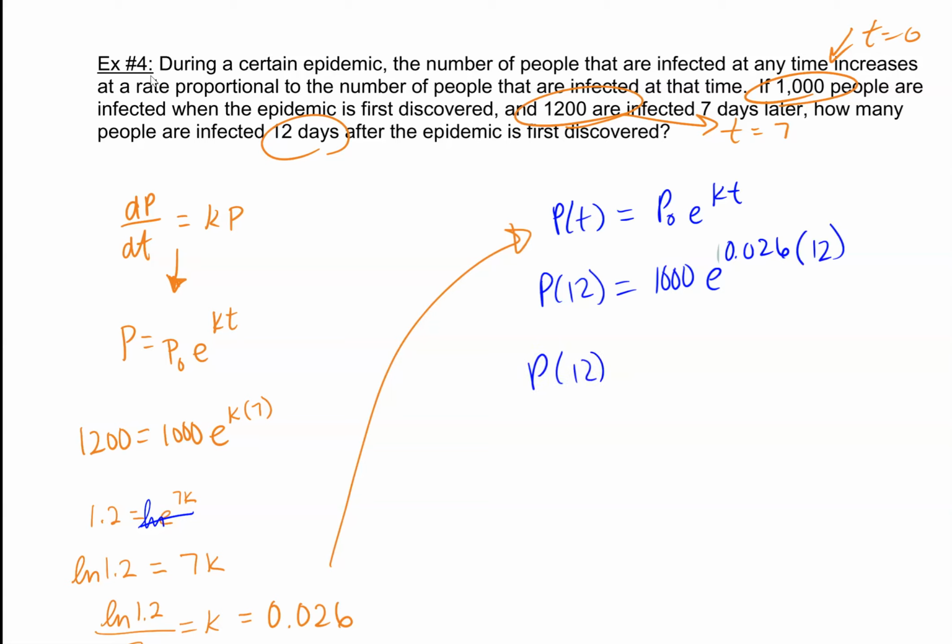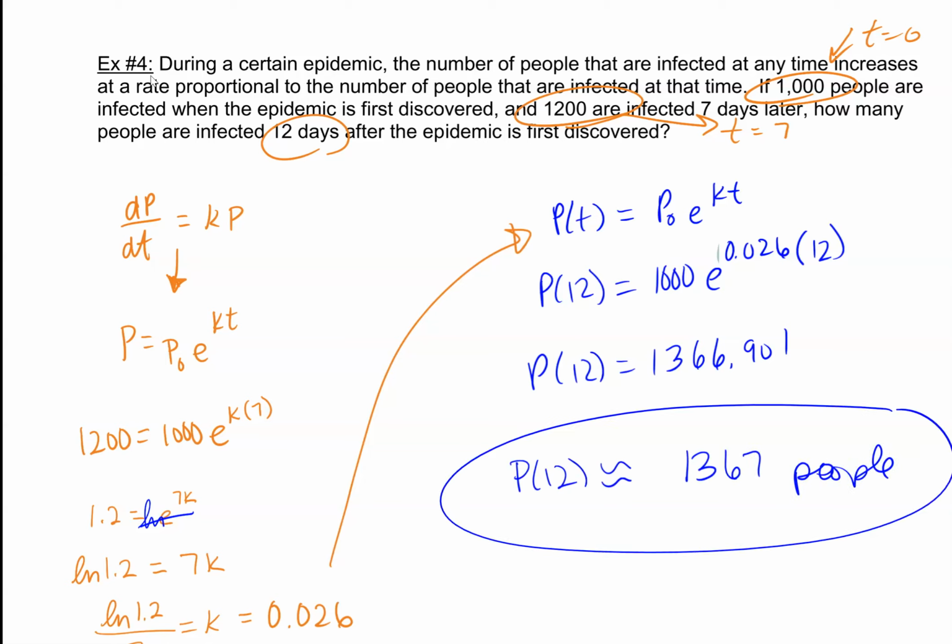So P of 12 is going to be 1,366.901. So this is going to be about 1,367 people, because remember, we can't have like 0.9 people. We got to round. Cool. And then that is it. Let me know if you guys have questions. This is the last portion of chapter 6.